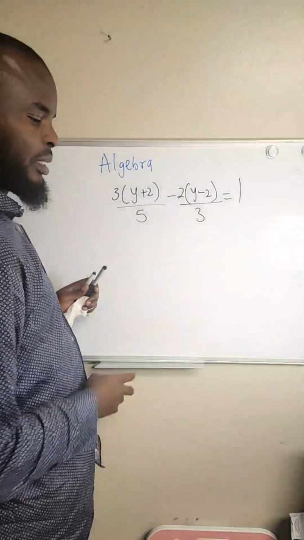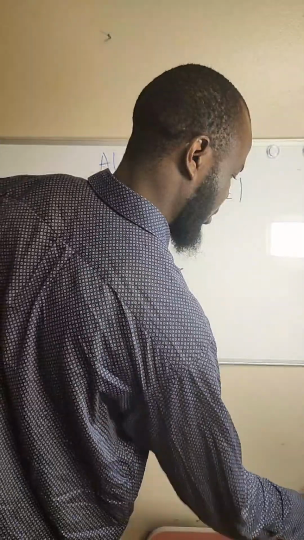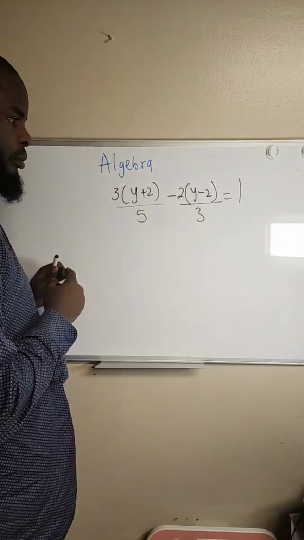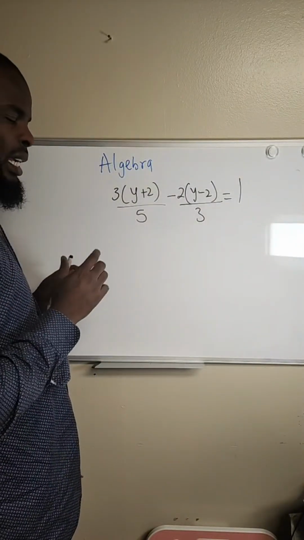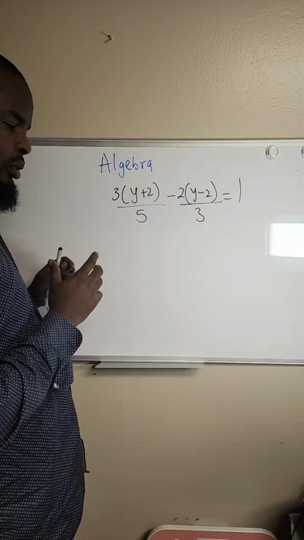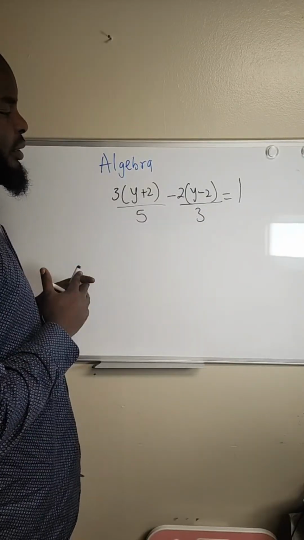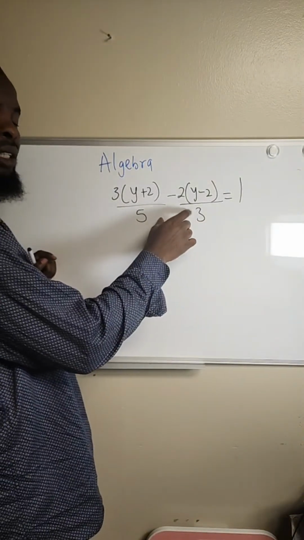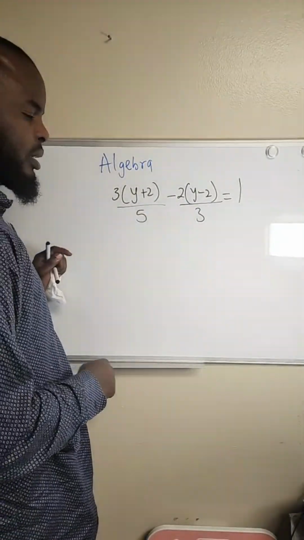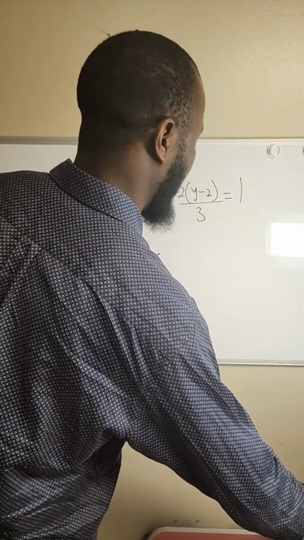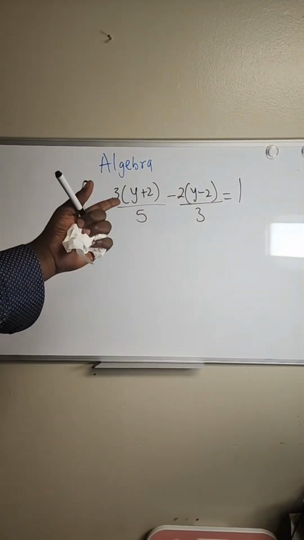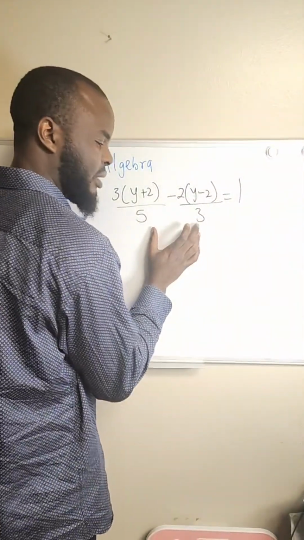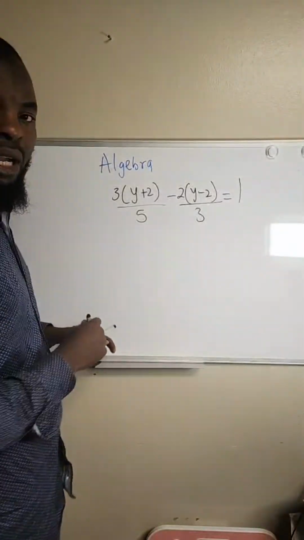let's simplify the left-hand side first. But in this case, you cannot cross multiply. Why? Because we're having two separate fractions separated by negative, not by an equals sign. So the first thing to do is to make them a single fraction. Then you can cross multiply with what you have on this side.